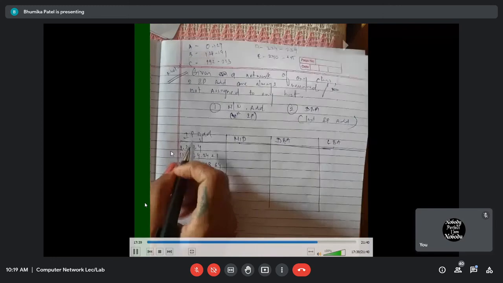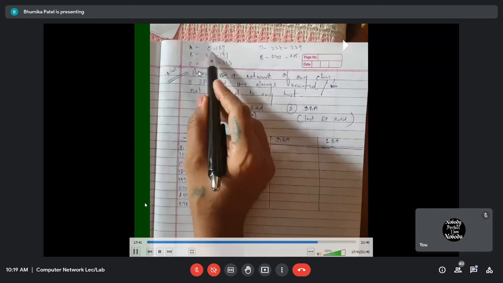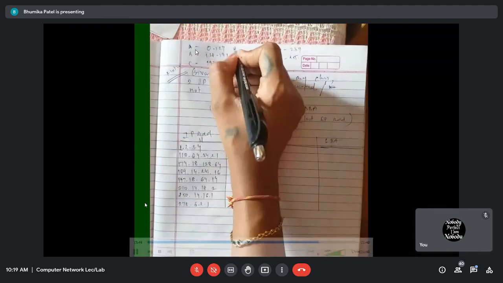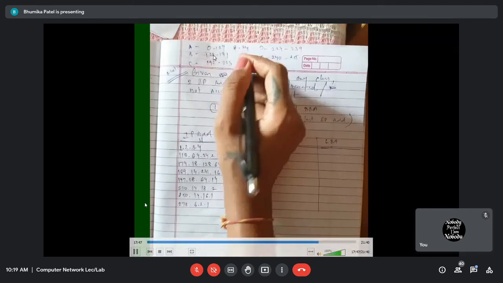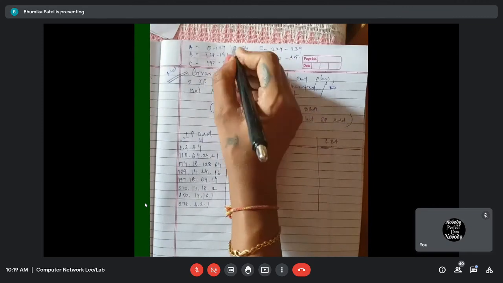So as 1 belongs to class A, right? It is between 0 and 127. So we can say it is a class A. In class A, the first 8 bits are network ID and 24 bits are for host ID. Similarly for B and C I have written here.